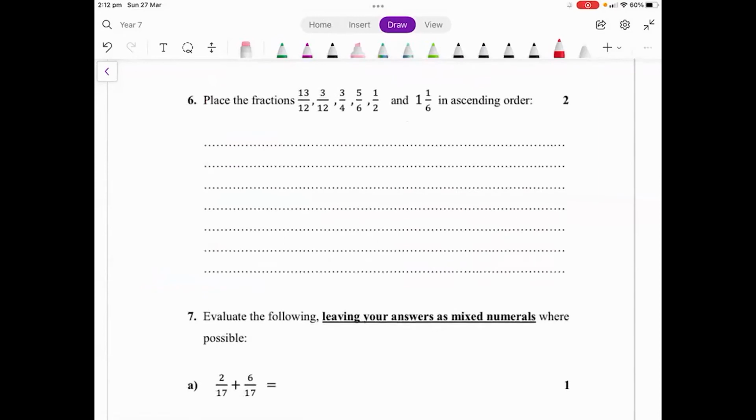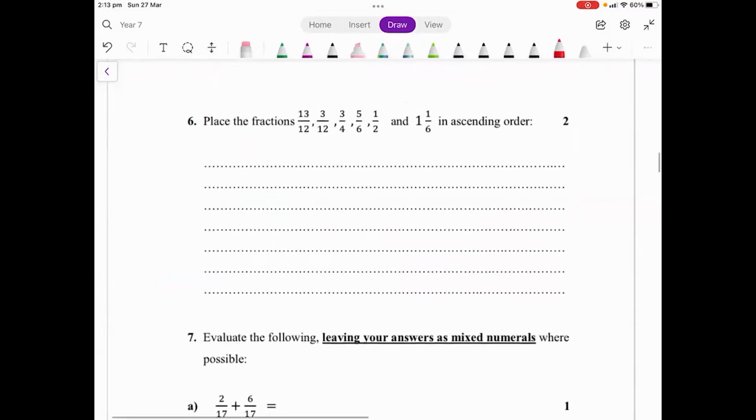For question 6, I need to have all my fractions using the same denominator. So for this one, I'm going to use a denominator of 12 because it works for all of them. So the first two fractions remain the same. The third one, 3/4 is 9 over 12. 5 over 6 is 10 over 12. 1 over 2 is 6 over 12.